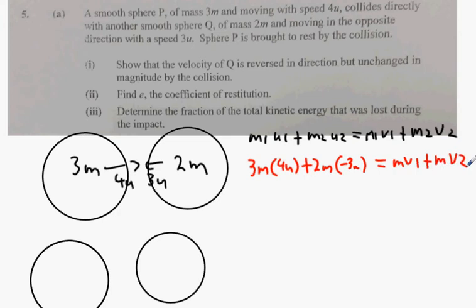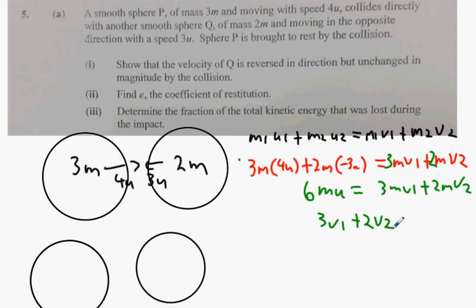Just keep a close eye. All the m's cancel, and I think I'm left with 12 minus 6. Oh wait, made a mistake there. It's a 3m, that's a 2m. Let's be careful with the m's. So what do we get? 12mu minus 6mu, which is 6mu, equals 3mv1 plus 2mv2. The m's will cancel and we get 3v1 plus 2v2 equals 6u. Everybody get that? Okay, let's go with yes.